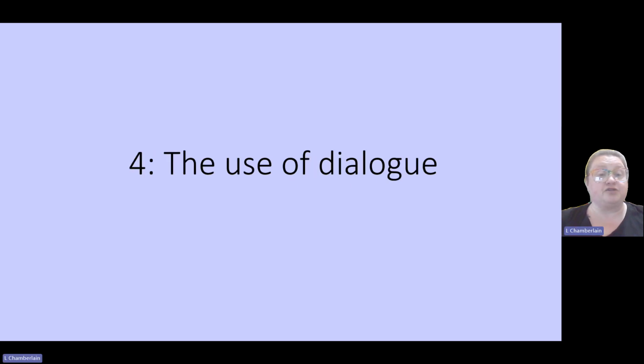Number 4, the use of dialogue. If there's speech within the extract that you're looking at, it's there to engage you. So what is it about the dialogue? What does that dialogue do? Does it help you to understand the relationship between 2 characters? Does it help to move the plot on? Don't just notice and mention the dialogue, explain why it is significant and why it's important.